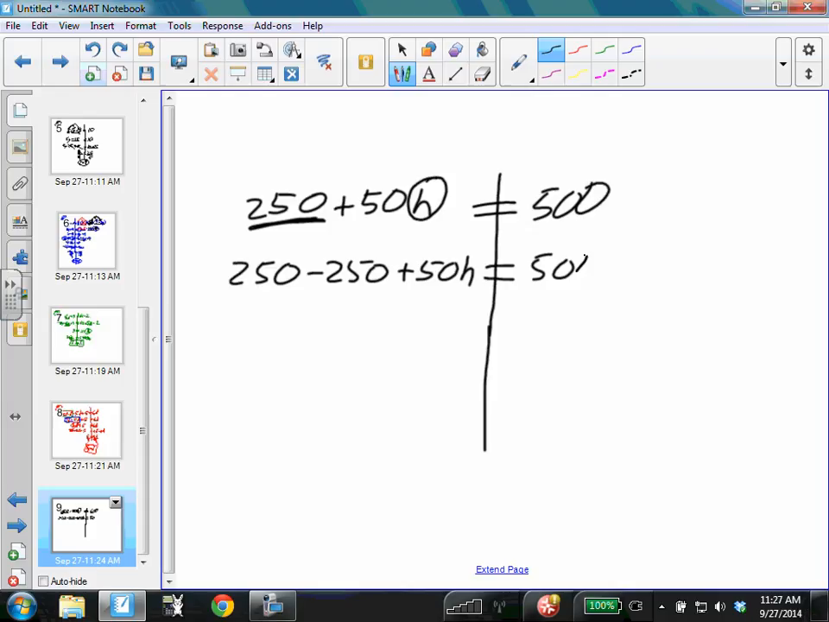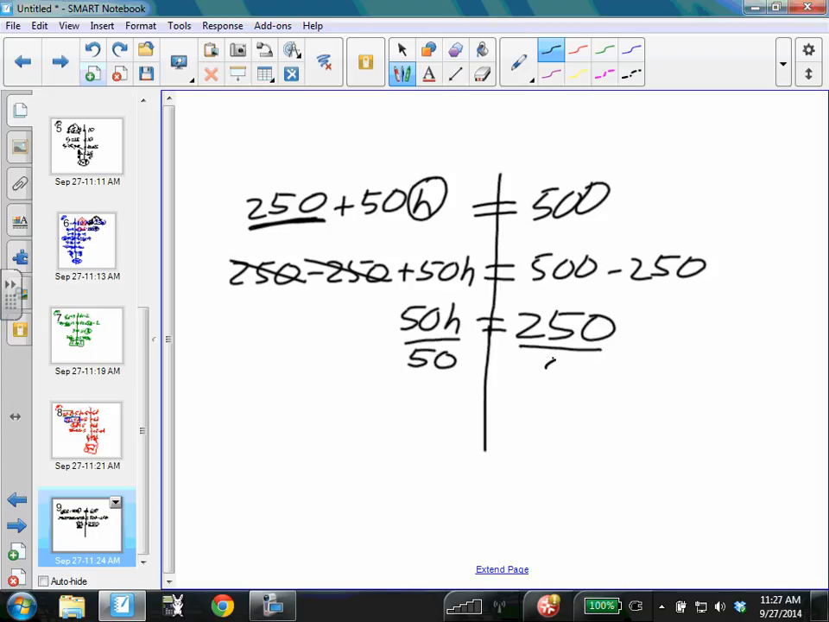So 500 minus 250. On the left, the 250 and the negative 250 cancel, so we just have 50h is equal to, and on the right, 500 minus 250 gives us 250. And now we want to get h by itself. So we're going to divide by 50 on both sides, because they were multiplying 50 times h. I'm doing the opposite here by dividing by 50.